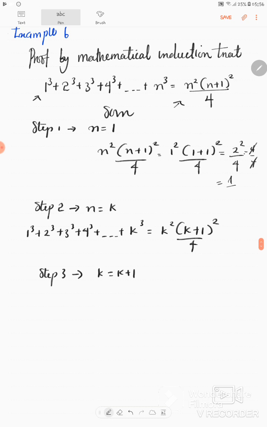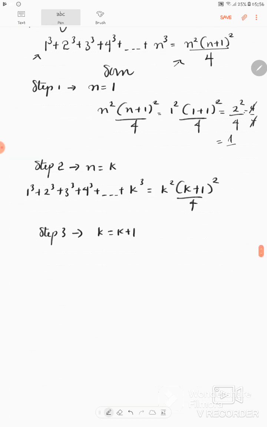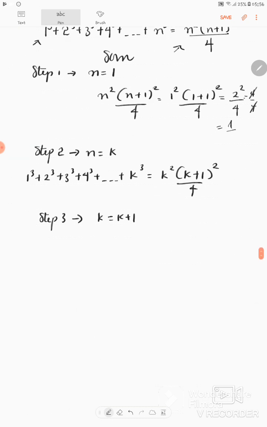I've done step 1 and step 2. It's not really as hard as I think it is. Now let's go by saying anywhere we see k, we put k plus 1. Let's go: 1 raised to power 3, plus 2 raised to power 3, plus 3 raised to power 3, plus 4 raised to power 3, plus all the way plus k raised to power 3, plus k plus 1 raised to power 3.